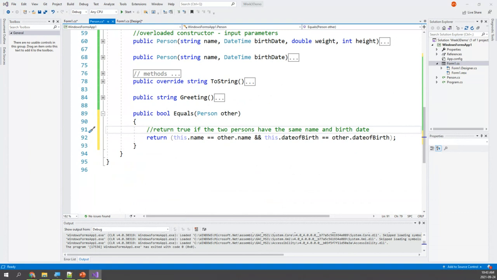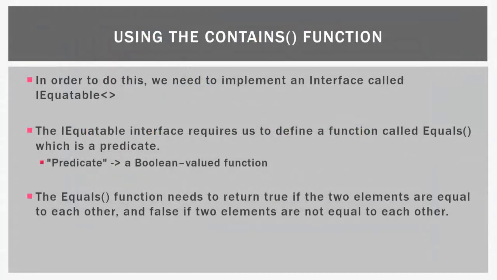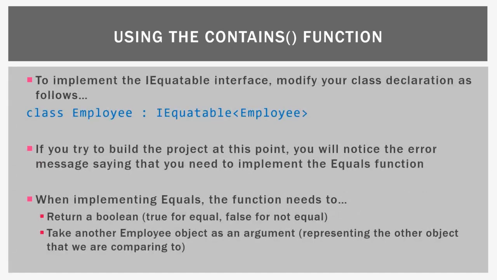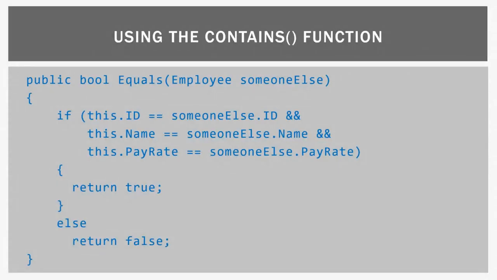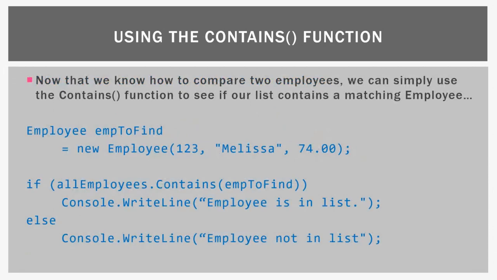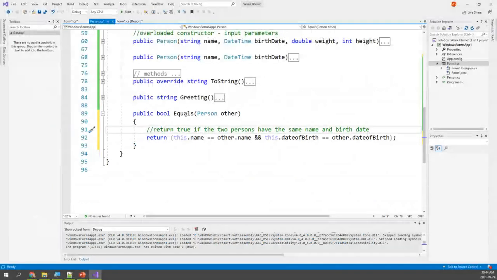Now, the reason why we care about testing for equality is because we want to use the contains function. If we have a list of person objects and we want to find a matching one and see if it exists in the list or not, then we can't use contains unless we implement equals. If we're looking for a particular person, then we can use the contains function, and it follows our rules to determine whether we actually find a matching employee or not. So let's go back to our demonstration here.